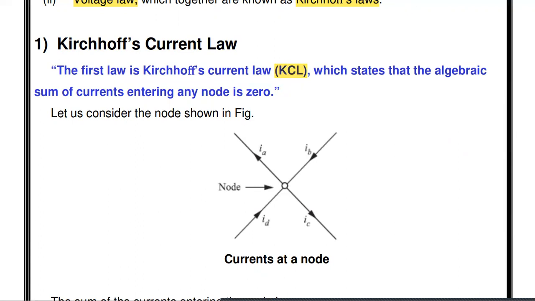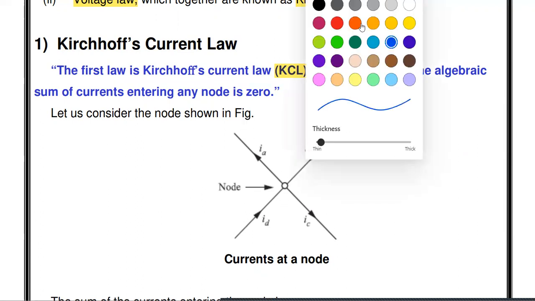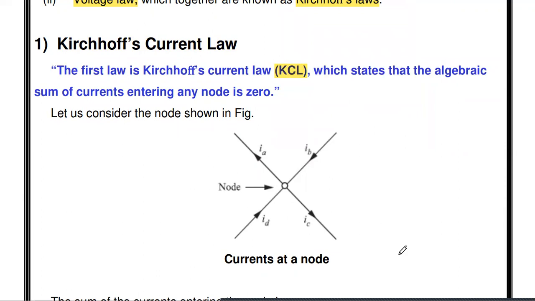Already you know, a node is nothing but the meeting point of two or three branches. Here you see the diagram. There are four branches given: branch 1, branch 2, branch 3, branch 4. The four branches are meeting at one point. This point is denoted as a node.